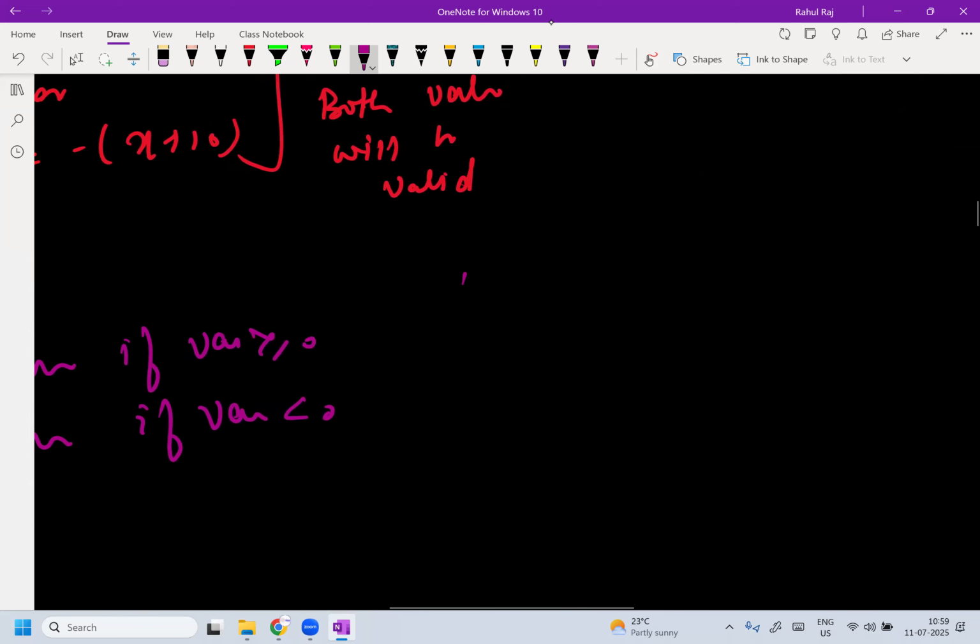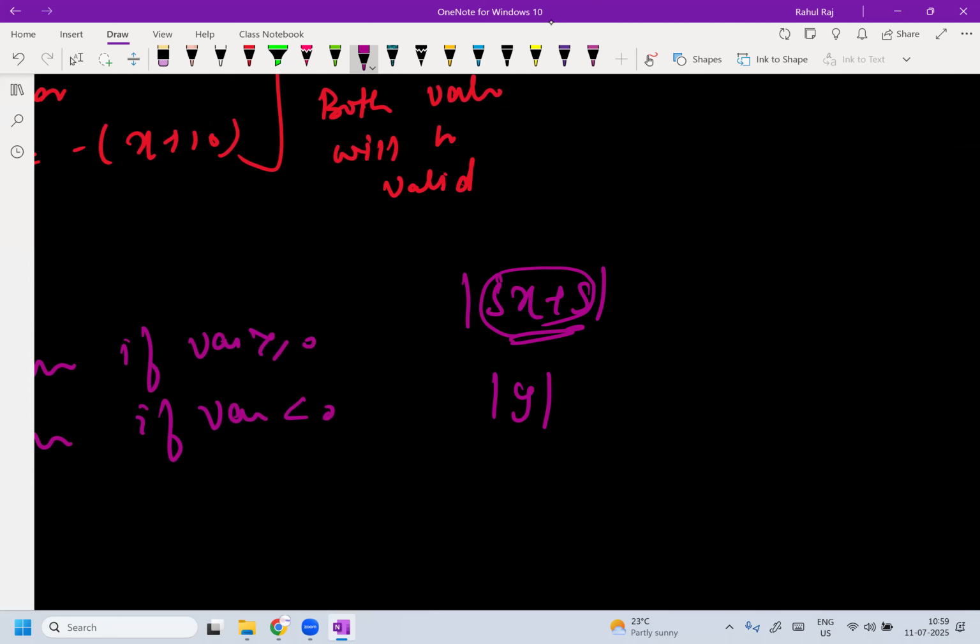And variable means what? If I say 5x plus 5, this is a variable. Now I don't know if 5x plus 5 is negative or positive. It depends on the value of x. If I say y, this is a variable. Variable means even if one variable is involved. That depends on the values of x. I don't have an idea about what exactly x is.